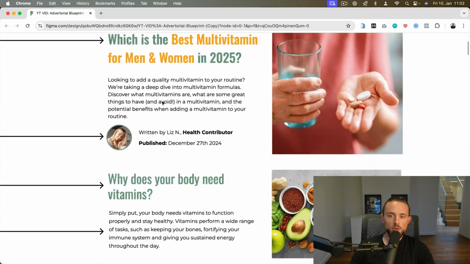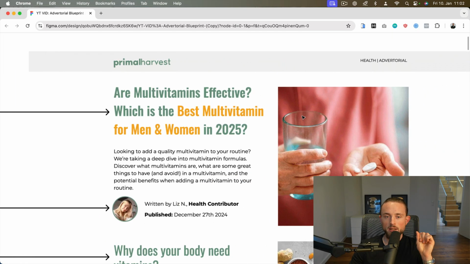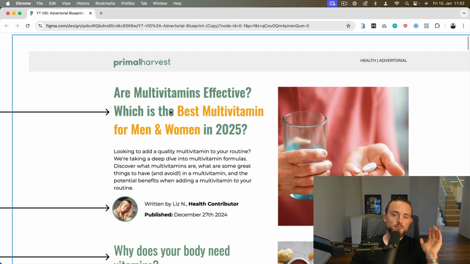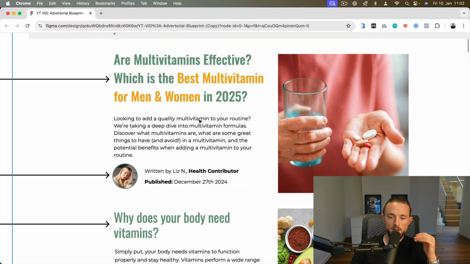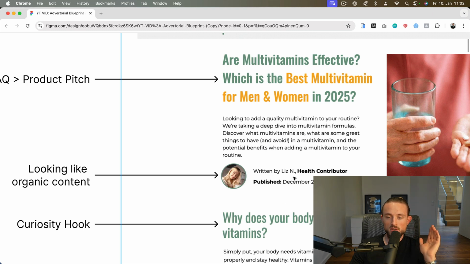So what is this advertorial? Basically, at the beginning, we make it look like an article that questions how effective multivitamin supplements are, and also what is the best multivitamin for this year, right? And as you can see here, we open up with this organic looking content. It's written by Liz. She's a health contributor. It was published just 2 weeks ago.